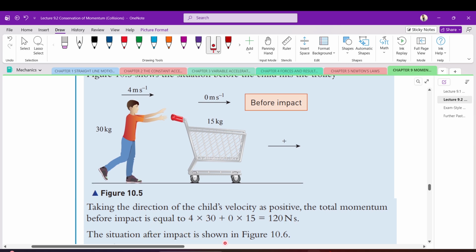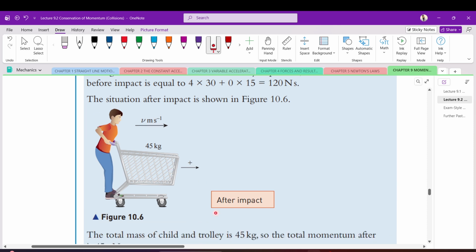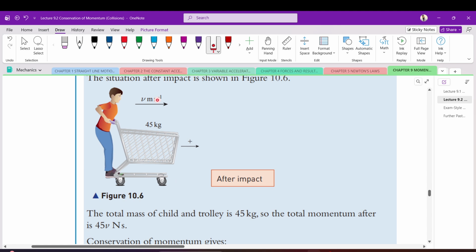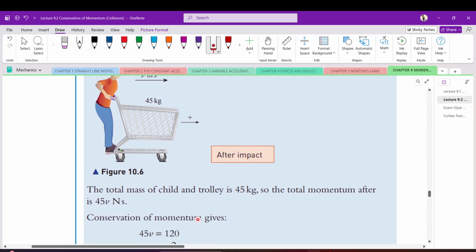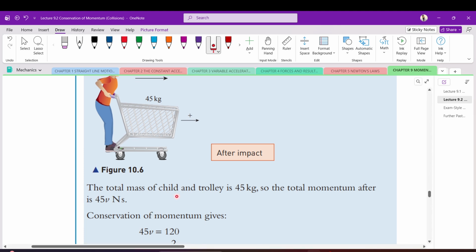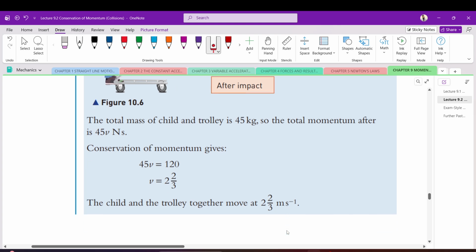The situation after impact is shown in figure 10.6. So now this is the situation that we have. After impact, the final momentum will be 45 times V, so that will be 45V Newton seconds over here. After that, the conservation of momentum tells us that the total momentum before impact is equal to the total momentum after impact. So that's how we will equate both of these. So V is equal to 2 upon 3 meters per second.